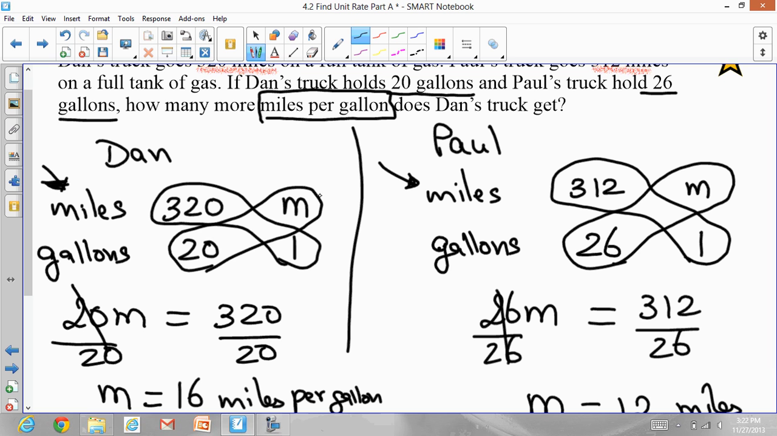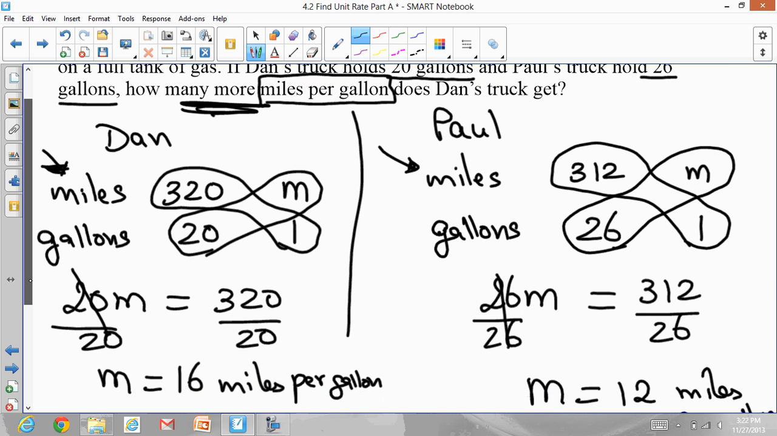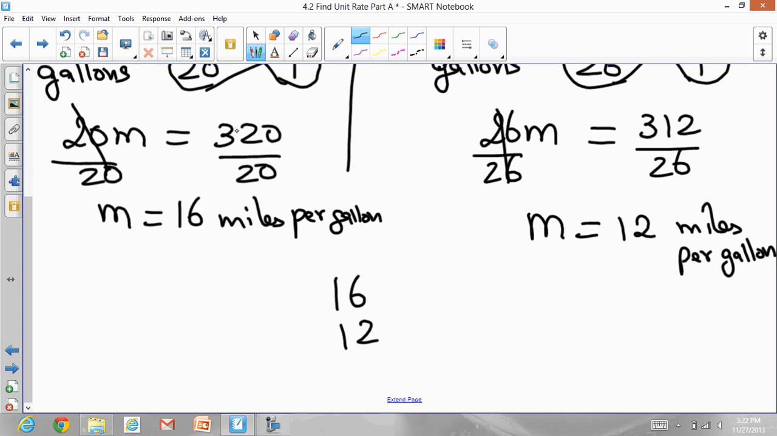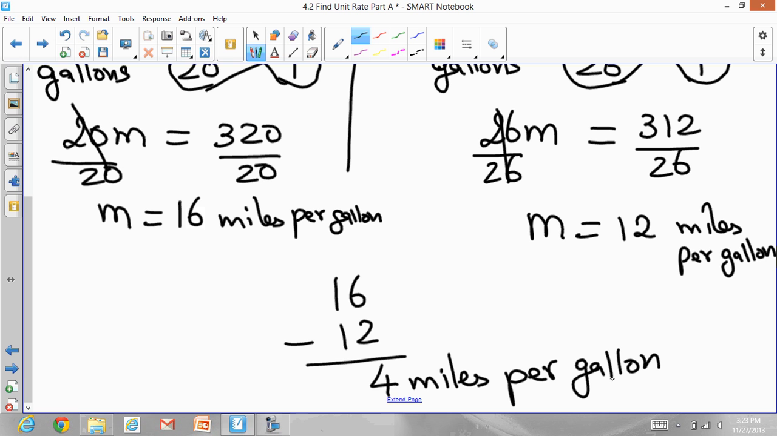Now the question is asking you, how many more miles, that is a keyword, how many more miles per gallon does Dan's truck get? Remember, Dan's truck can give you 16 miles for 1 gallon. Paul's truck can give you 12 miles per gallon. The question is asking, how many more miles can you go if you were to take Dan's truck as opposed to Paul's? So I am going to subtract, and I find I can go 4 more miles per gallon if I were to take Dan's truck.